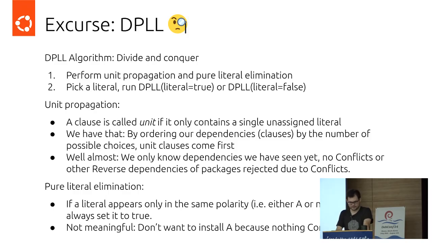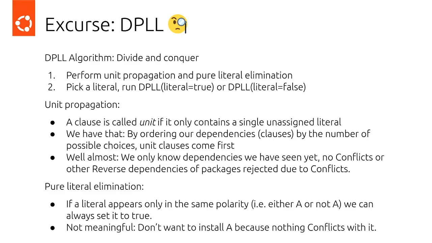Unit propagation means that a clause that only has a single unassigned literal, so in our case that would be a dependency that only has a single package left that can be installed to satisfy it, such a clause is called unit. And if we see a unit clause, we pick the literal that is unassigned and assign it in a way that the clause becomes true. So in the case of a dependency, we install that dependency. In the case of a conflict, we would reject that package.